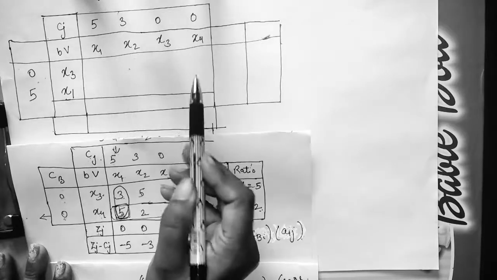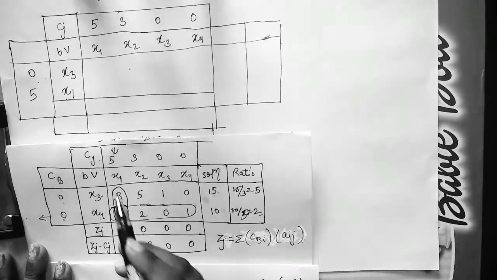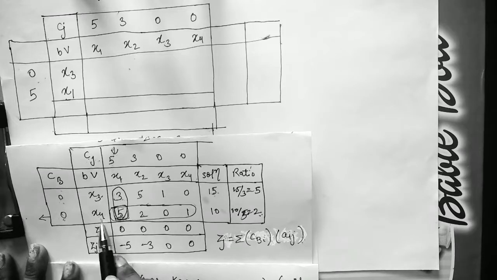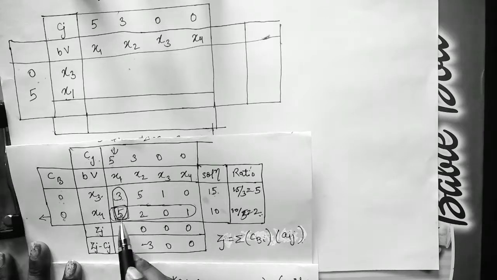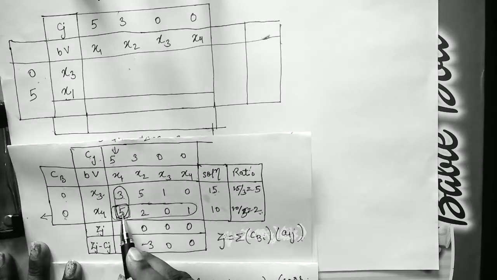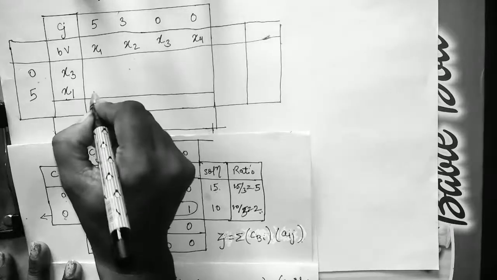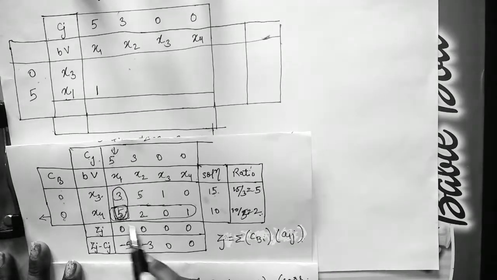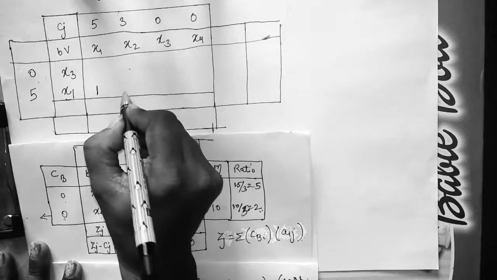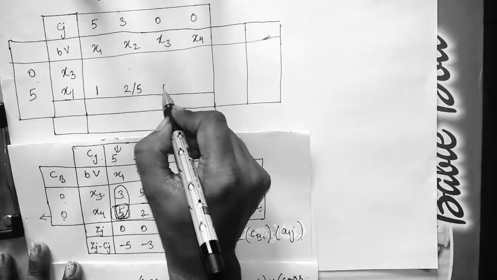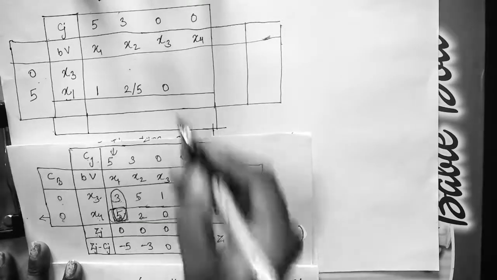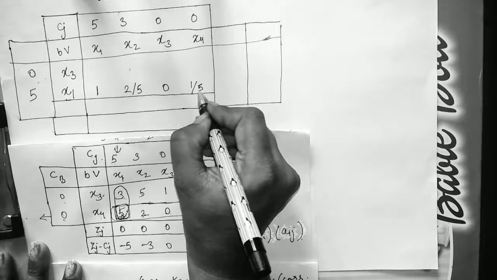Now we have to calculate the values of the basic matrix. First we will calculate the second row, the row of the key element. For calculating this, we will divide all the numbers by this key element. That means 5 upon 5 is equals to 1. Then 2 upon 5, 0 upon 5 is 0. And this is 1 upon 5.